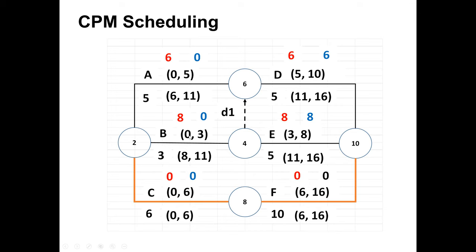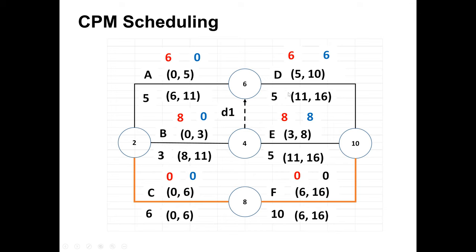Similarly for activity B, what are the following activities, next activities or successor activities? For B, there are two successor activities: D, because this arrow will take us to D, and E is also a successor or following activity. So now we have to check two times, or we should see where the early start of the next activity is less.